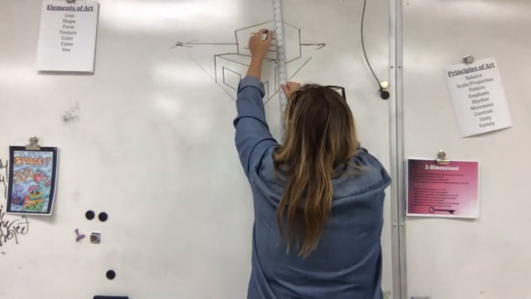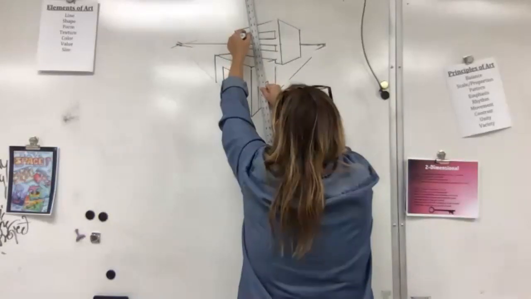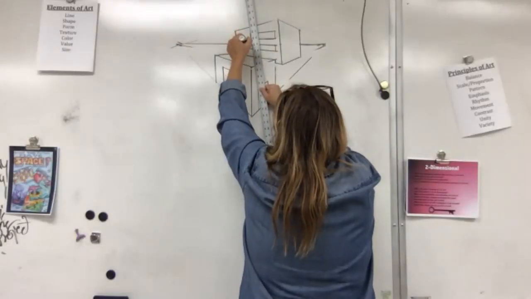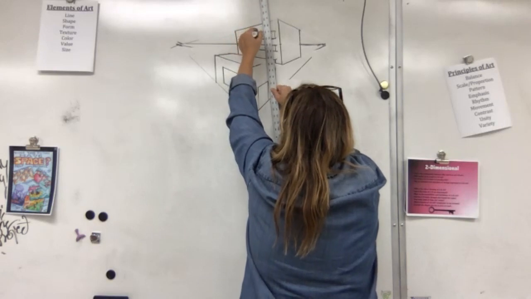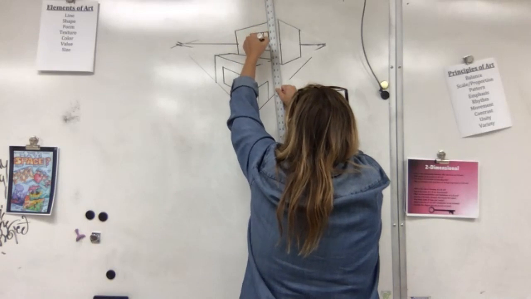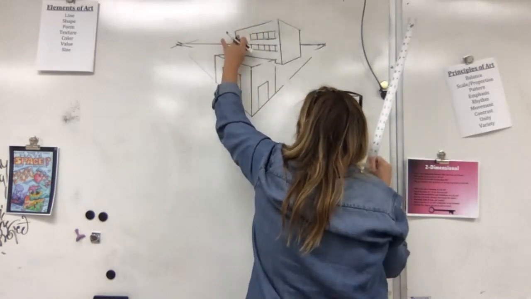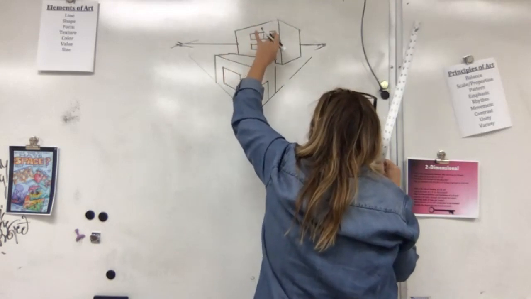Now I'm going to do my vertical lines wherever I want my vertical lines. Let's say I want a whole bunch of windows you would see in the city somewhere, like a whole bunch. And that's it. Very, very easy.